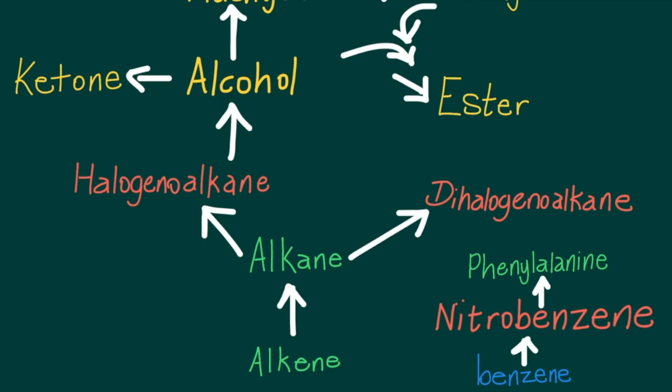So that if you're asked to go from an alkene to an alcohol, you would be able to think backwards and say, how do I get an alcohol? I can get it from a halogenoalkane, and I can get a halogenoalkane from an alkane, and I can get an alkane by the hydrogenation of an alkene. And in this way, you would have completed a retrosynthetic pathway for going from an alkene to an alcohol.